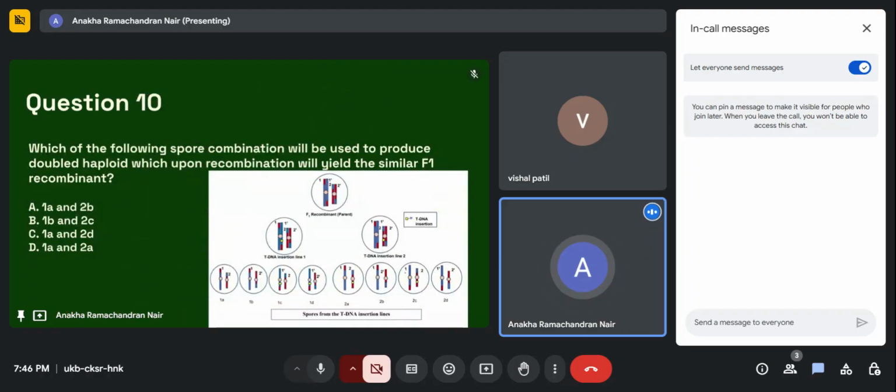So question number 10 is: which of the following spore combinations will be used to produce the double haploid which upon recombination will yield similar F1 recombinants? So this is the F1 recombinant parent, right? And you performed tDNA insertion in line 1 and line 2, okay? And you end up with these gametes or these spores. So you have to find two such spores which you can use to form the same F1 hybrid that you had at the beginning.